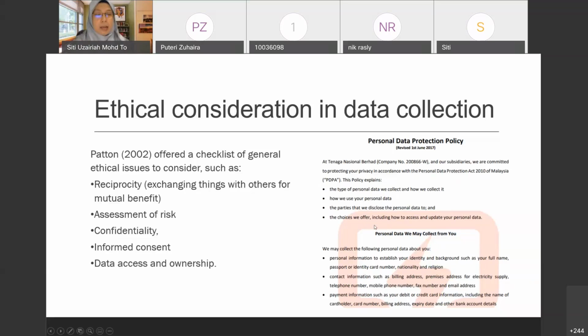This is, I just take an example from the TNB website, the personal data protection policy. So I believe every organization has their own personal data protection policy. In Malaysia, we have the PDPA, for example. If you want to collect data, either for your organization or for your own research, you need to give this consent form to your participant or your respondent to make sure that they are aware of what they are dealing with and how their identity is or is not to be revealed or passed to other parties, for example.